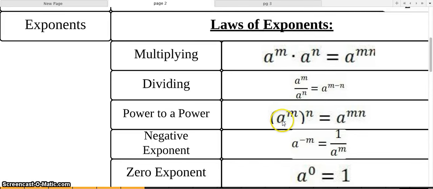Power to a power. If you have a base to a certain power and you take that whole expression to another power, then the easy way to do that is just to multiply the exponents.